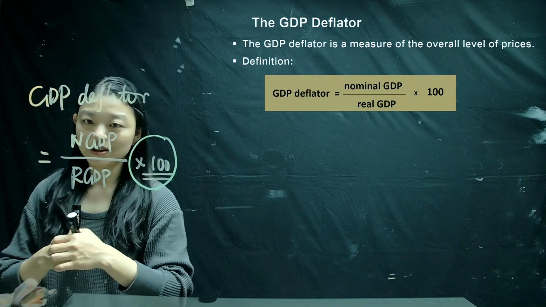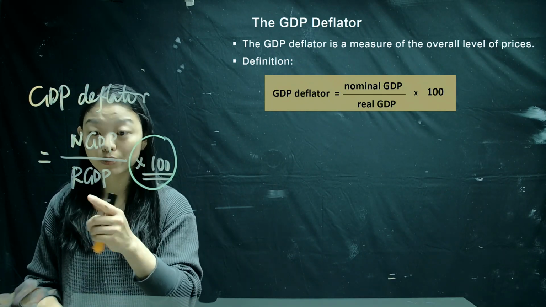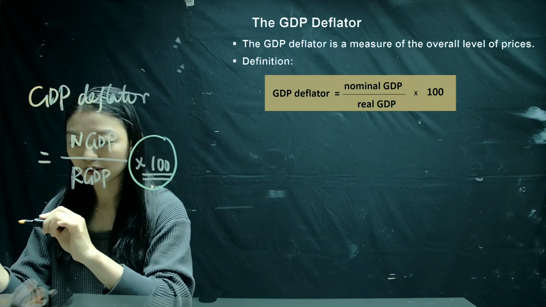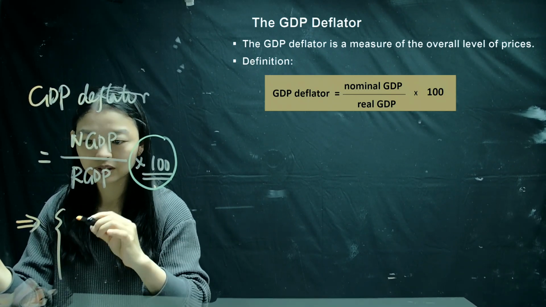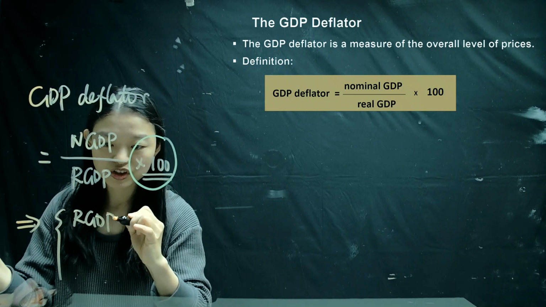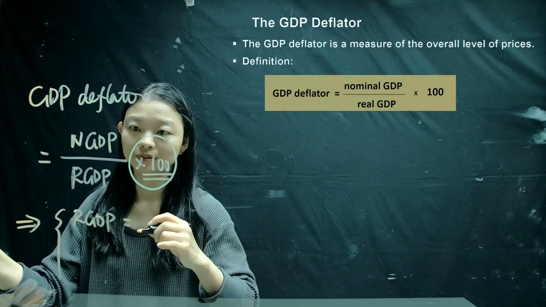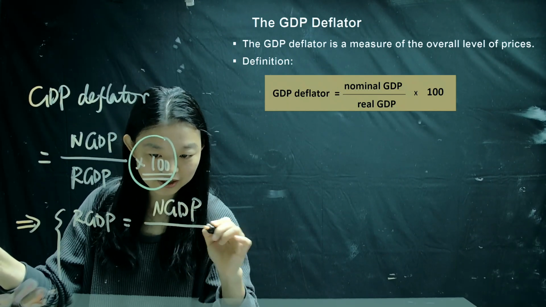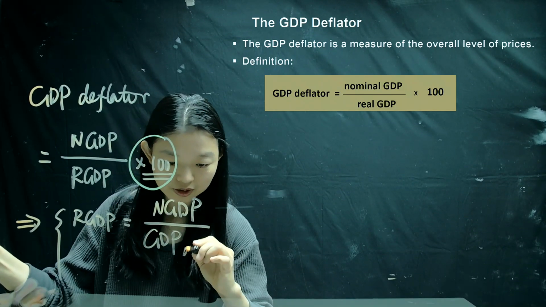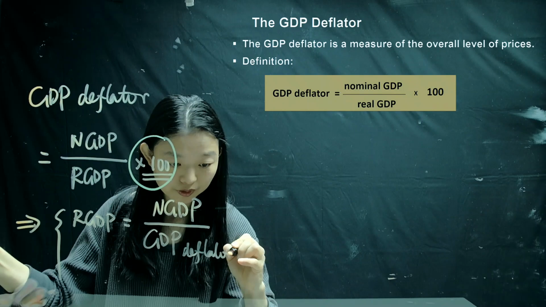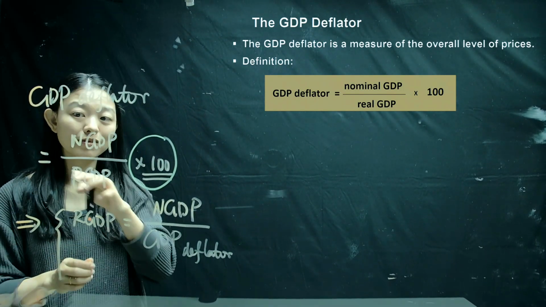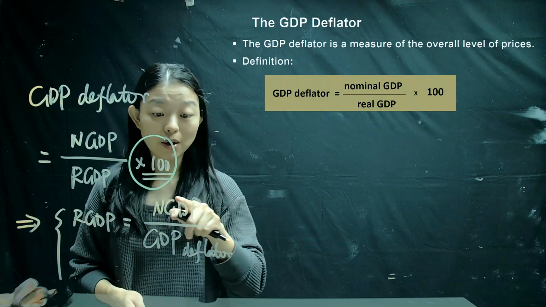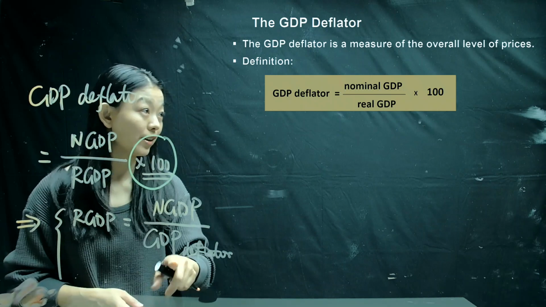So if we have the GDP deflator and then are asked to compute real GDP, how can we do that? From this formula, we can derive that real GDP would just equal nominal GDP divided by GDP deflator, okay? So that is one way we can derive from this formula. Real GDP equals nominal GDP divided by GDP deflator.